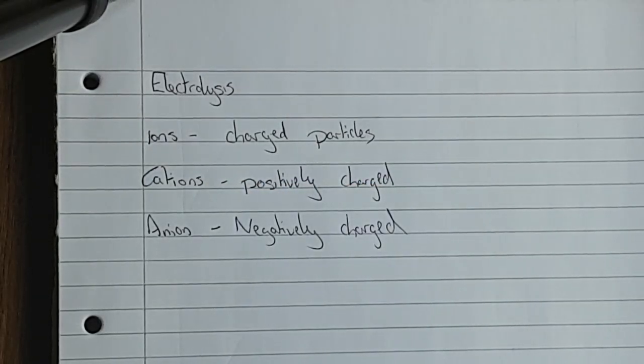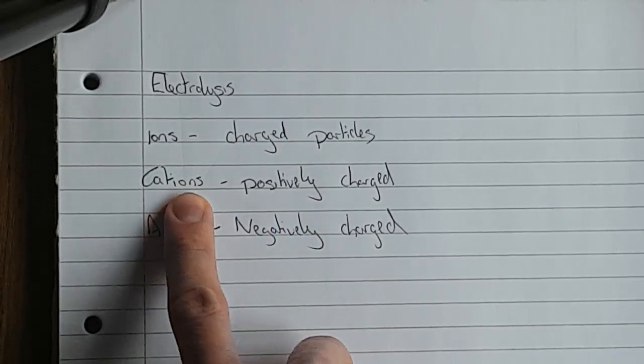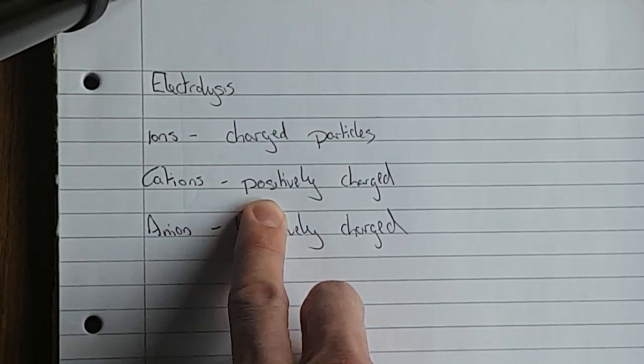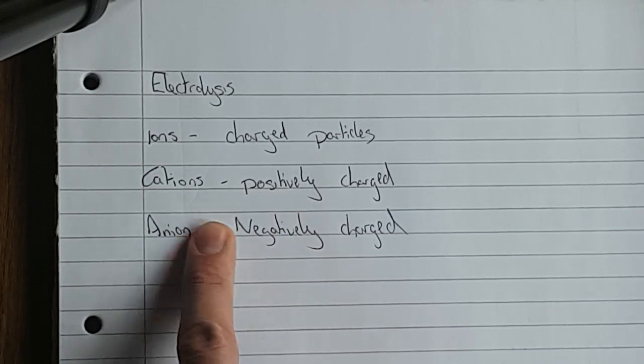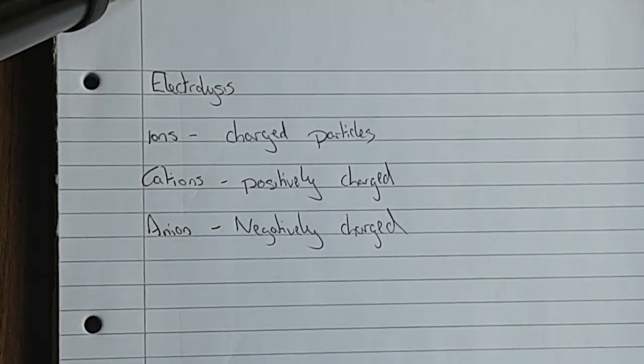So just to quickly recap: ions, charged particles. Cations, cats make you happy, so cations must be positively charged particles. Anion sounds a little bit like onion, so they must be negatively charged particles. Very, very quick overview of what ions, anions, and cations are.